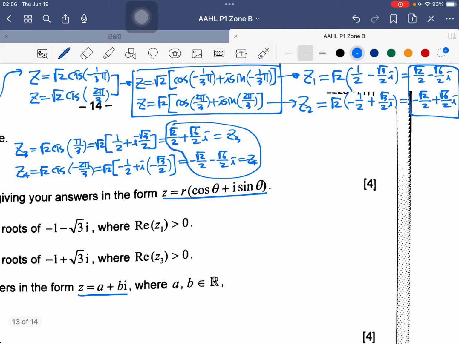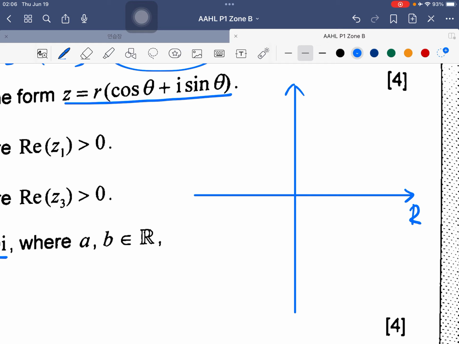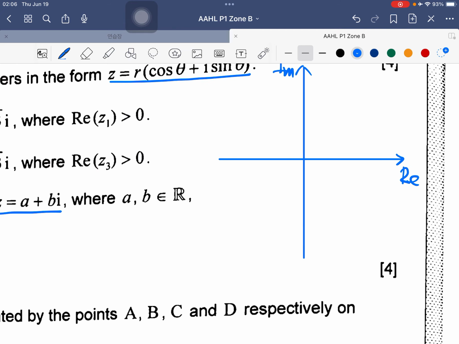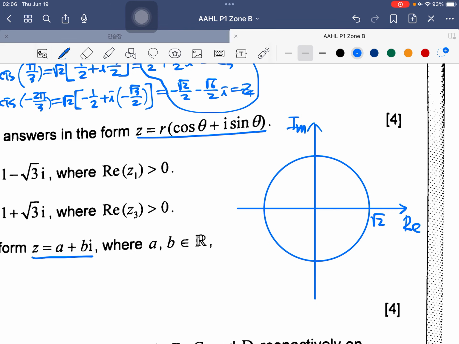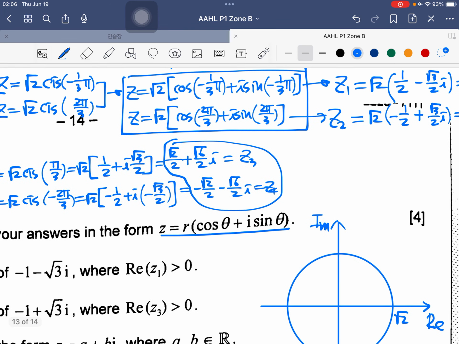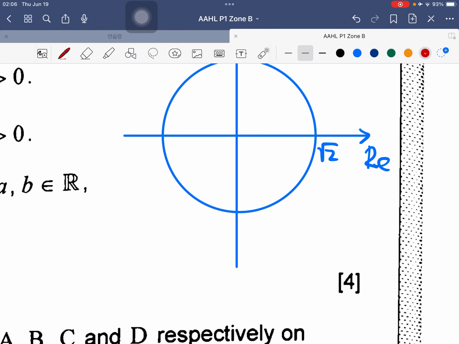So all we can do is draw an Argand diagram. This is the real part, and this is the imaginary part. We know that the modulus is square root of 2, so we can draw a circle, and square root of 2 is right on the circle. The first angle is negative pi over 3, which is this point here. So this is z1.